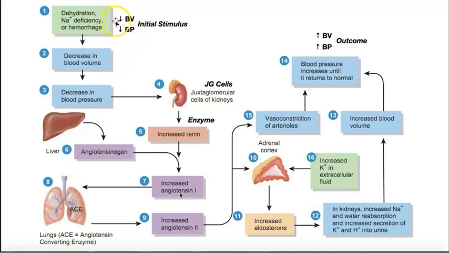There's a decrease in either blood volume or blood pressure. So that's either due to dehydration, sodium deficiency, or hemorrhage. That results in a decrease in blood volume. That results in a decrease in blood pressure. The juxtaglomerular cells of the kidneys are going to pick up on this. They will increase the secretion of renin. The renin is going to convert angiotensinogen into angiotensin 1.